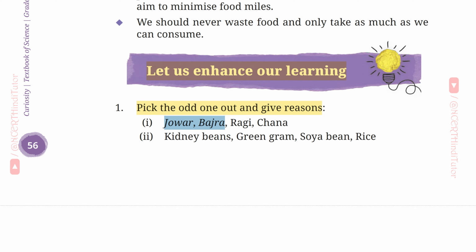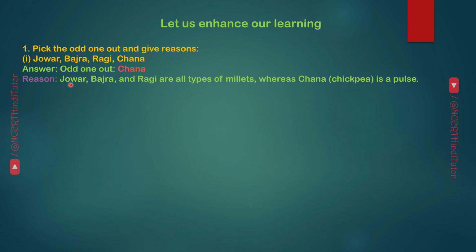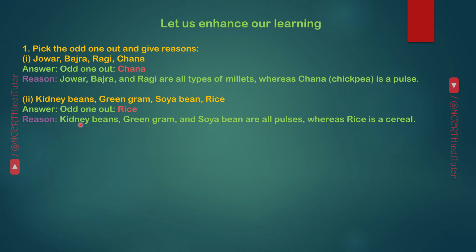A. Jwar, Bajra, Ragi, Chana. Answer: odd one out, Chana. Reason: Jawar, Bajra and Ragi are all types of millets, whereas Chana, chickpea, is a pulse. Second, kidney beans, green gram, soya bean, rice. Odd one out, rice. Reason: kidney beans, green gram, and soya bean are all pulses, whereas rice is a cereal.